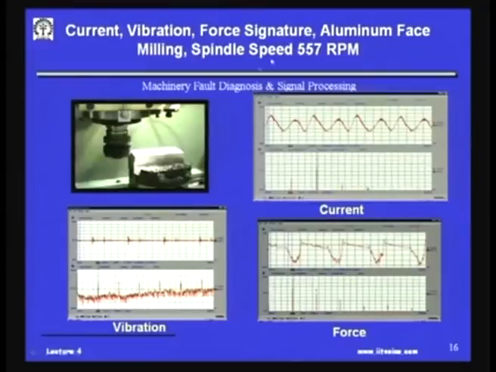Next is when we try to mill aluminum with dry cutting conditions and try to measure the vibration, the cutting force, and also the current. And current also gets modulated because of the load on the spindle motor, and then you can see the side bands of the current. I will not go into details, but these are the features which could be extracted from these signals around this machining process: current, force, and vibration.